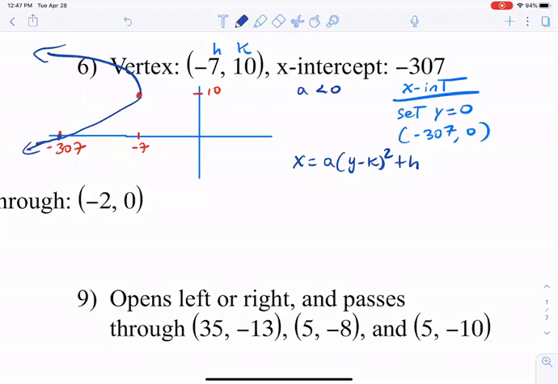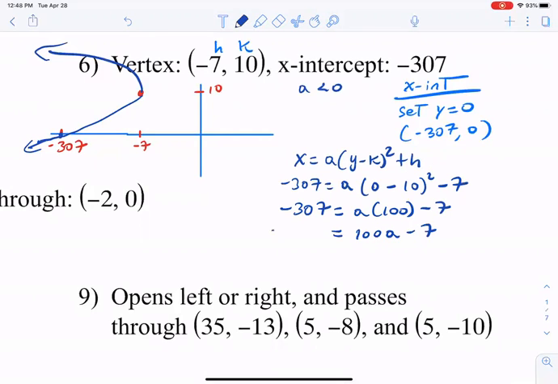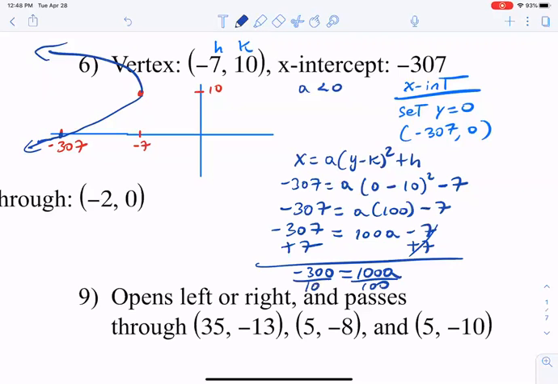So x equals -307, a, that I don't know, that's what I'm looking for. y equals 0 in this case, minus k is 10, squared, minus 7, so this is -307. A, 10 squared is the same as 100, so this is 100a minus 7 equals -307, and if you add 7 on both sides, you get -300 here, and if we divide by 100, we get a equals -3. And let's see if this makes sense.